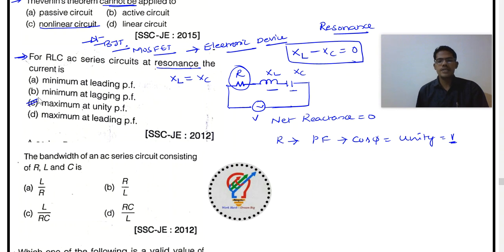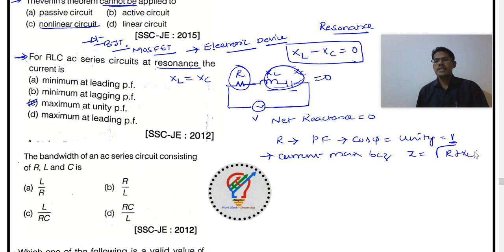So why is the current maximum? The current is maximum because the reactance offered by the circuit is going to be 0. Z is nothing but the square root of R squared plus (XL minus XC) squared. So when XL minus XC becomes 0, Z is going to be R.